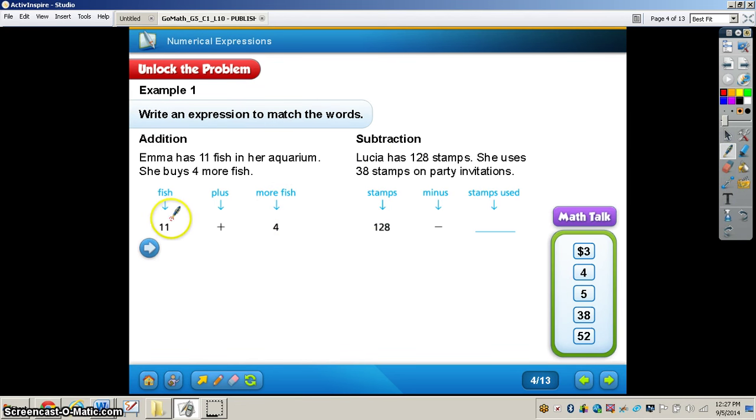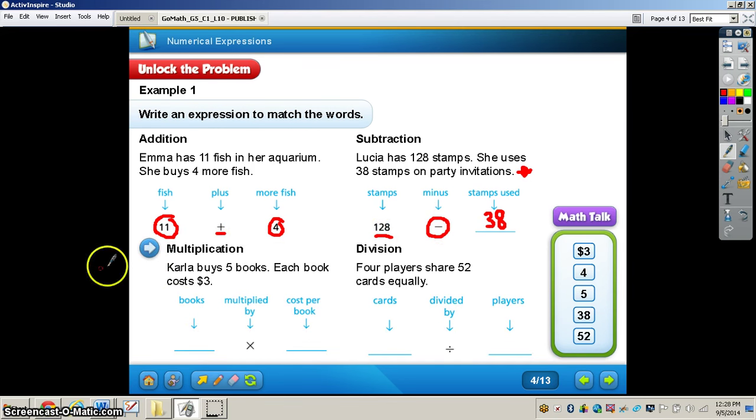Why is it a numerical expression? We can see that it has numbers, has an operation, addition, and no equal sign. Next one. Lucia has 128 stamps. She uses 38 stamps on party invitations. So we have the 128 minus. Why is it subtraction? Because she used 38 stamps. So 128 minus 38 is the numerical expression that represents this problem. It has numbers and an operation, but does not have an equal sign.